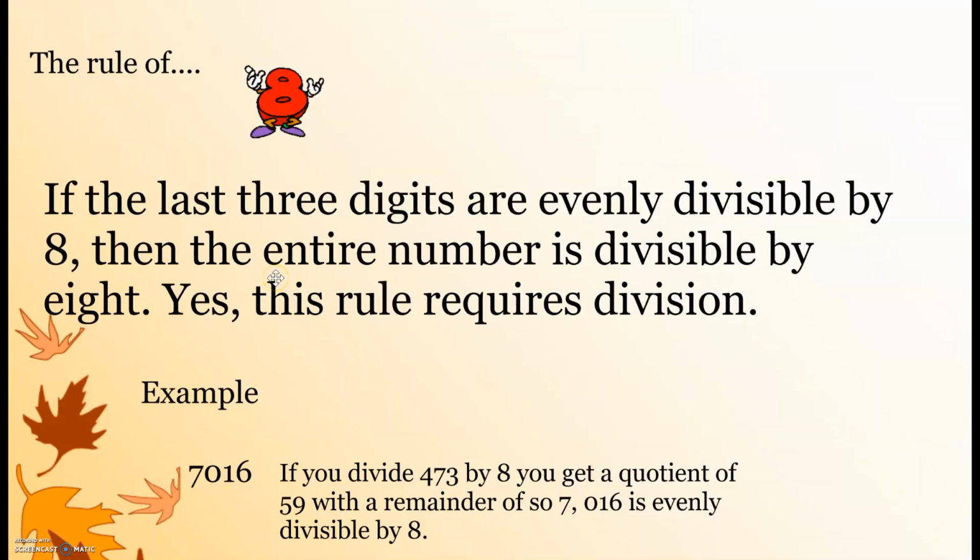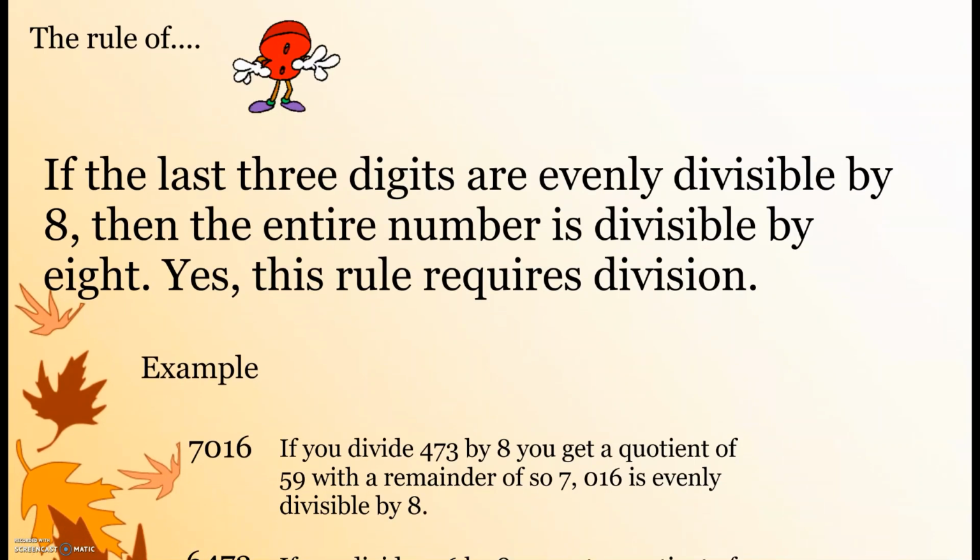Moving on to the rule of 8. I don't love the rule of 8, but it's there for us. So similar to the rule of 4, you're looking at the last 3 digits instead of the last 2 to see if it's divisible by 8. So if you have lovely, lovely numbers like 7,016, it's noticeable that 16 is divisible by 8, so this whole number is divisible by 8.